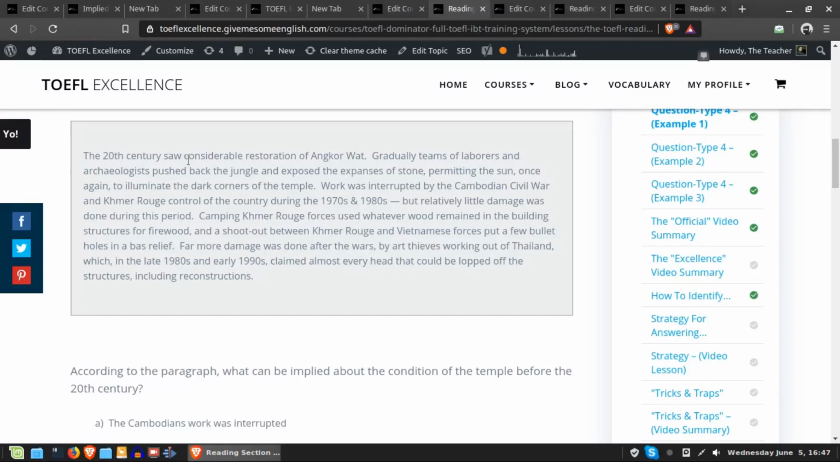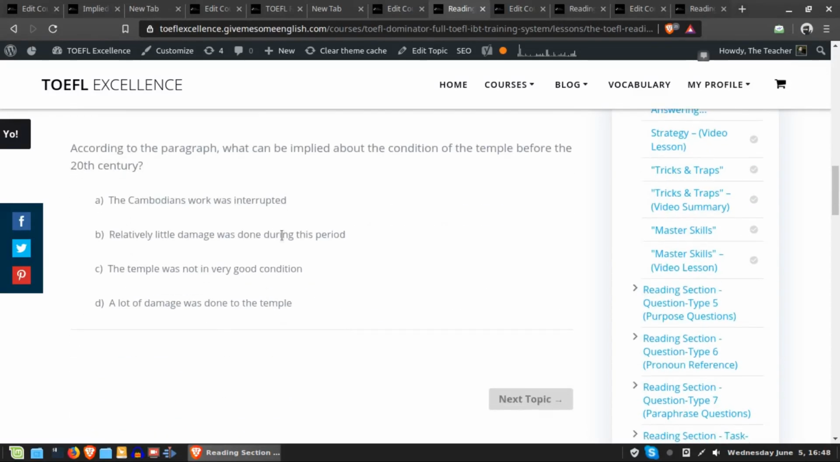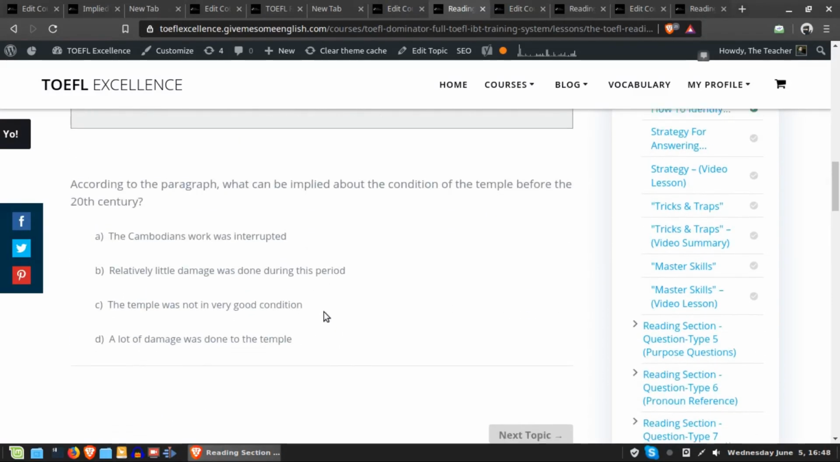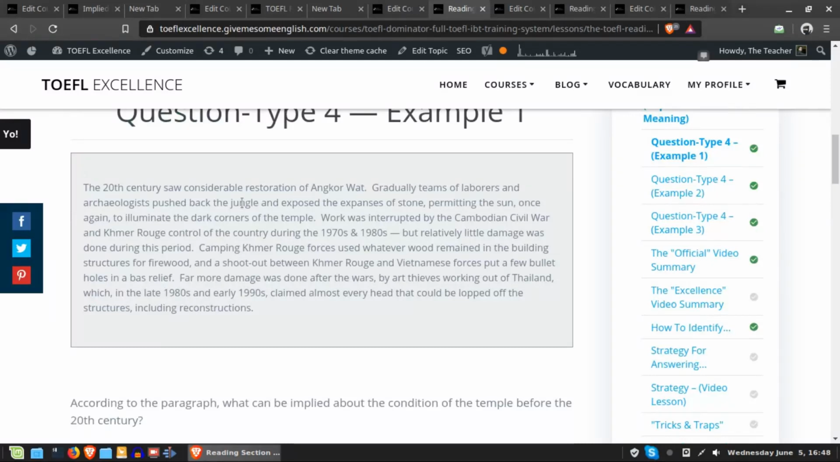Now it says the 20th century saw considerable restoration. Okay, restoration is related to damage, because if you're repairing damage on a building, that is directly related to the word restoration. And it says here we have dates, 1970s and 1980s. Okay, well, this is the 20th century. Work was interrupted by the Civil War. Okay, well, obviously the damage that they did is not going to happen after they started.